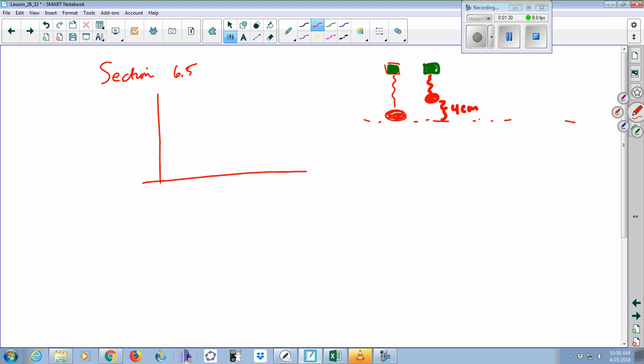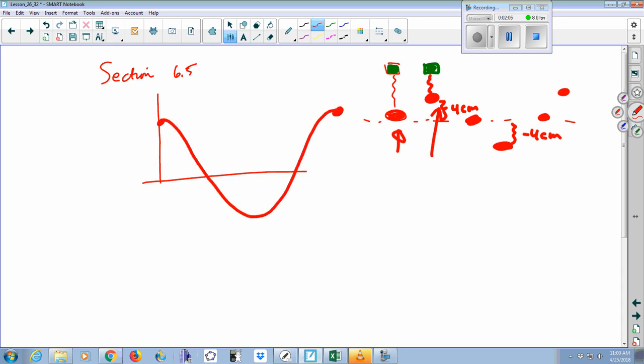When that happens, you go from your highest point, come back down through your equilibrium point, and go down 4 centimeters below. You'll come back up, and then you'll come to that height again. So we modeled this. If we started at the compressed position as our start time, it would have been a sine curve. If we start at our maximum, then it was cosine. It just depends on where you start.